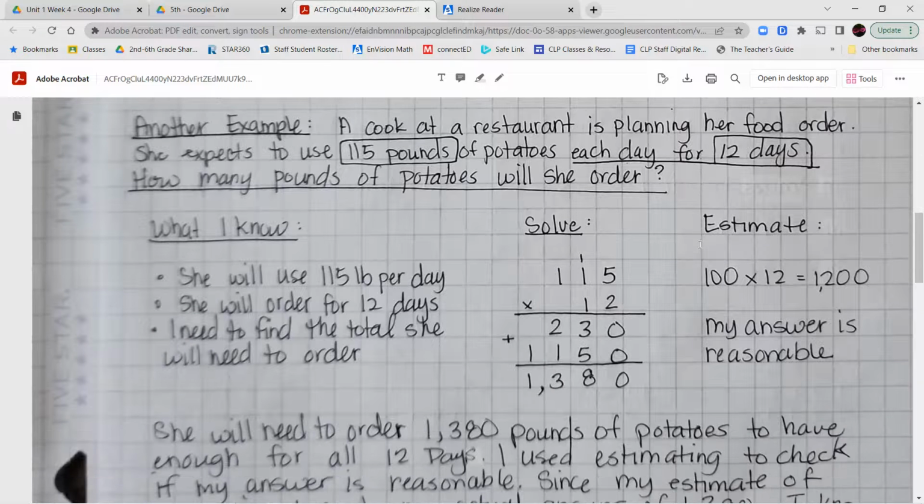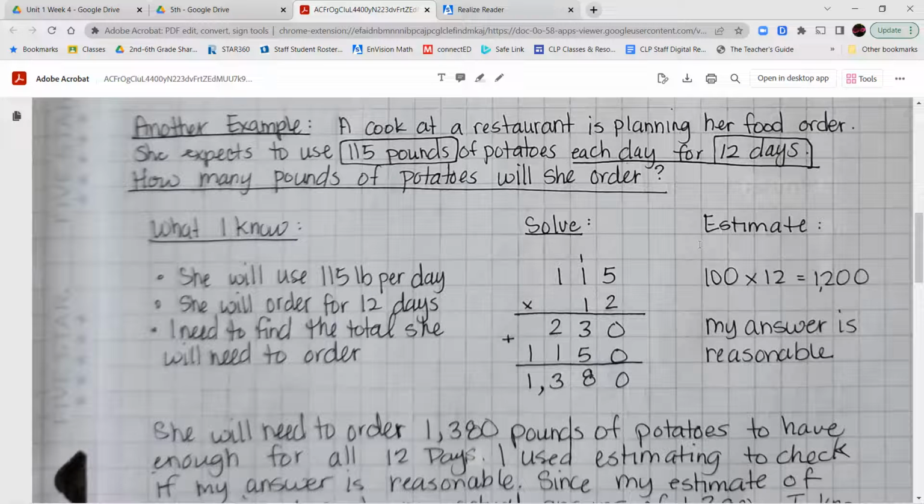Our next example, a cook at a restaurant is planning her food order. She expects to use 115 pounds of potatoes each day for 12 days. How many pounds of potatoes will she order? So I know that she needs 115 pounds a day. And we know that she needs 12 days worth of potatoes. So I need to find the total that she's going to have to order. So I'm going to multiply my 115 times 12.